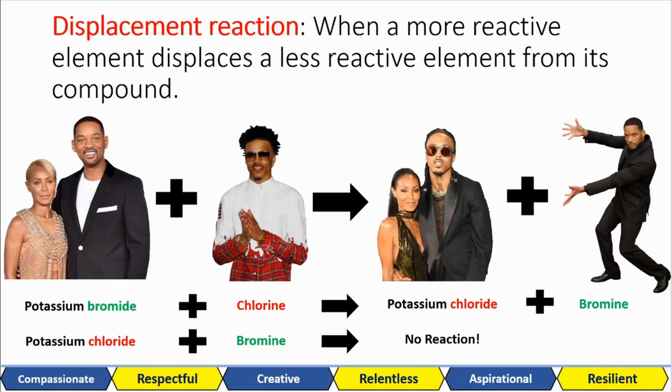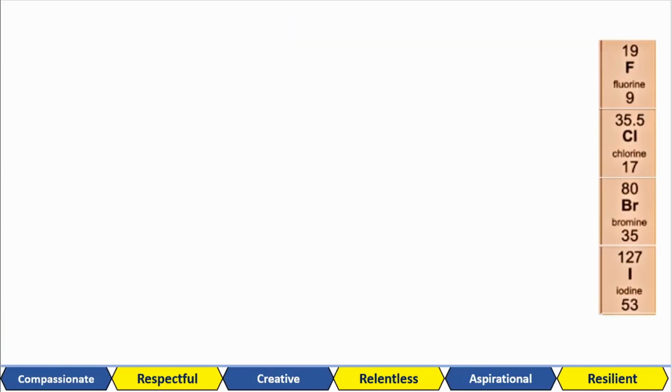No, wait. I didn't lie to you guys. Remember that the element has to be more reactive. Bromine isn't more reactive than chlorine. For group 7, as I said, reactivity decreases as we go down the group. So fluorine is the most reactive here and iodine is the least reactive here.